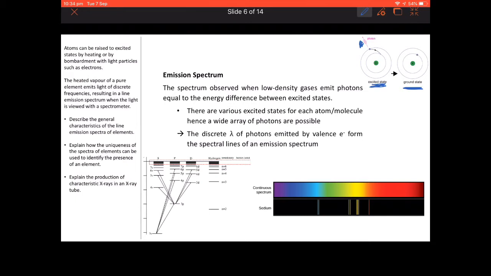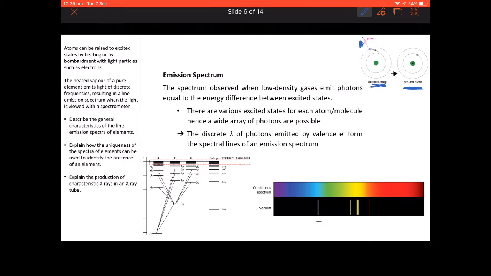So the emission spectrum is the spectrum observed when these photons are emitted from atoms that are excited, or if they're emitted from electrons that are in higher energy states than they usually would be. There are various excited states for each atom or molecule, and so a wide array of photon emission is possible. The discrete wavelengths of photons emitted by valence electrons form the spectral lines of an emission spectrum.